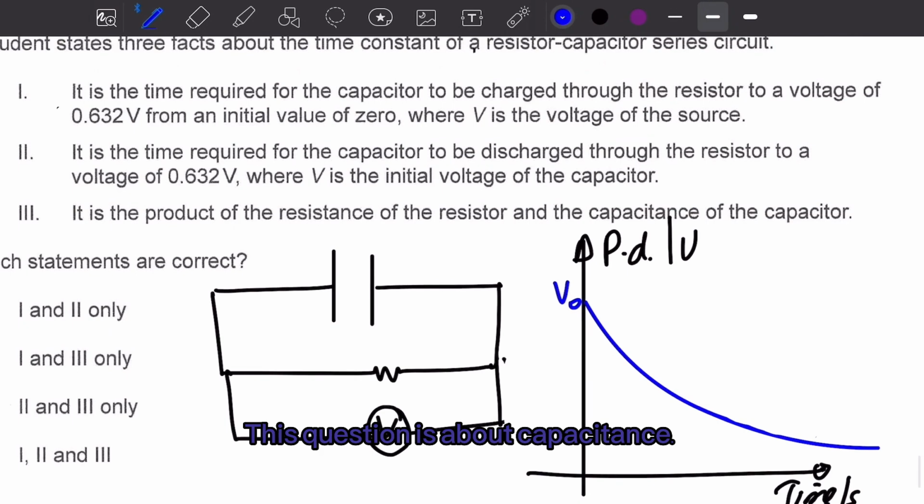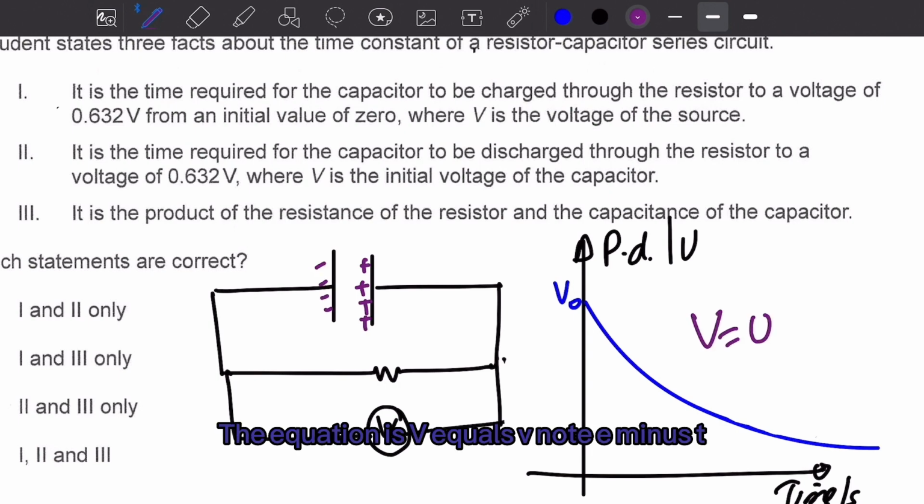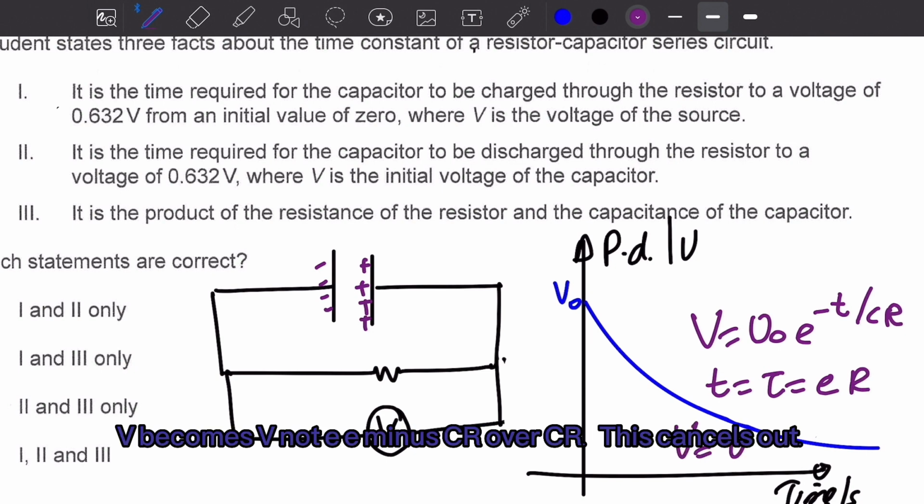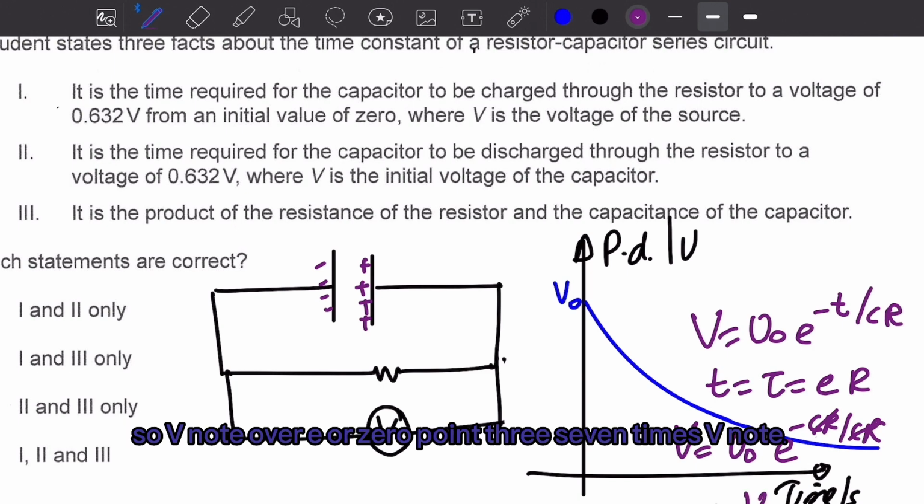This question is about capacitors. Let's think about discharging of a capacitor. The capacitor has some charge, so it is discharging through a resistor. The equation is V equals V naught e to the minus t over CR. When time equals the time constant, CR, V becomes V naught e to the minus CR over CR. This cancels out, so V naught over e, or 0.37 times V naught.